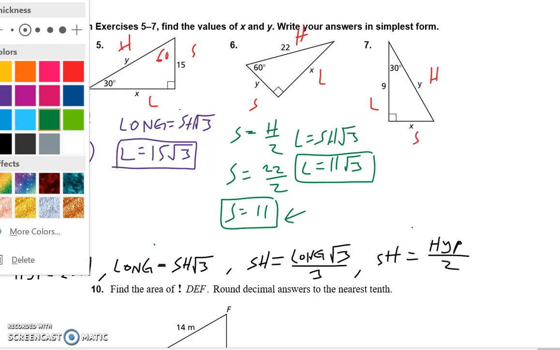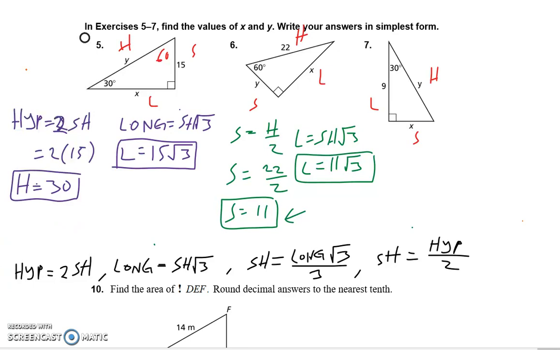Okay, then for this one you need the height and you need the short. So which formula? Height is 2 short, but we have the long. So this one has something we can use. Short equals long square root of 3 over 3. Short is 9 square root of 3 over 3. And 9 divided by 3 is 3. So 3 square root of 3. That's the short.